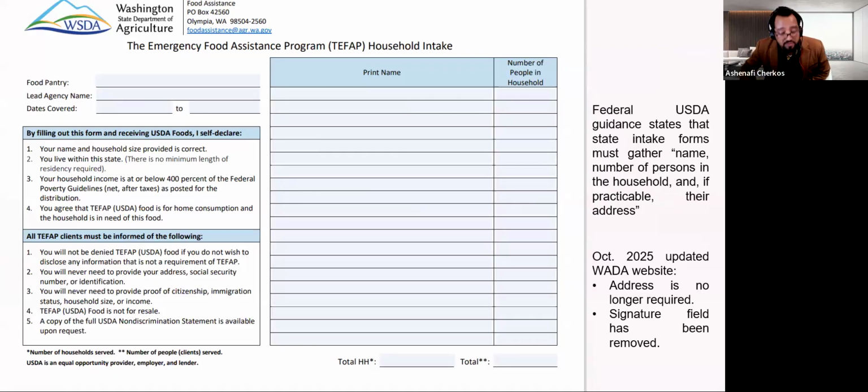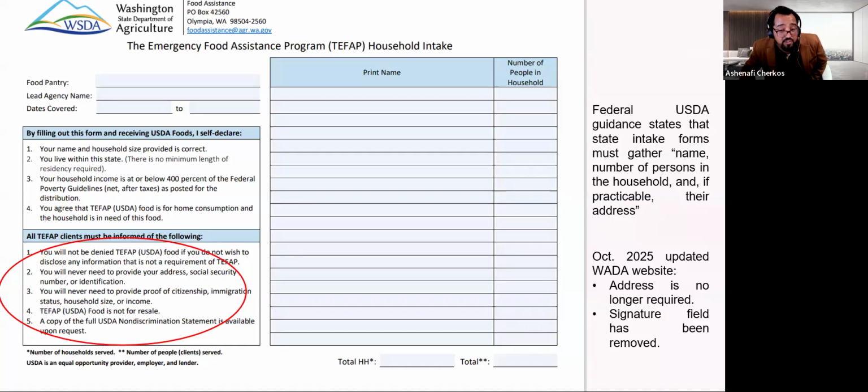As you can see on this form, clients now self-declare. It only collects two pieces of information, name and household size. The federal USDA guidance requires only those fields plus address if applicable, but Washington State has gone even further. Their website shows an update in October 2025. The address field and the signature line have been removed, reducing unnecessary personal data collection.